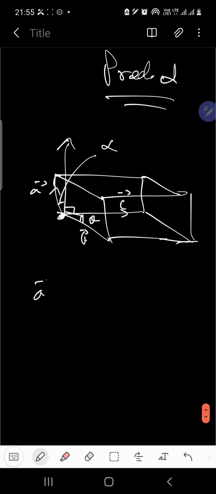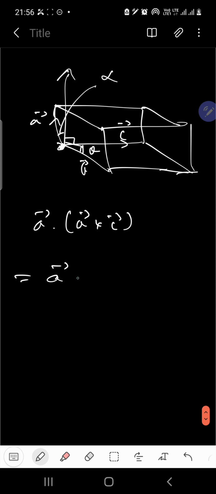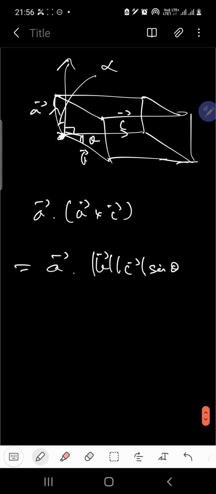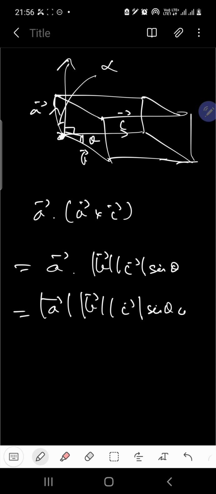Clear? So a dot b cross c can be written as a dot b c sine theta. Clear? Basically we are taking the mod, that's why we are not taking the n vector, n cap, because mod of n cap is 1, and from here what we get, so this becomes a, this is b, this is c, you have sine theta, and you have cos alpha. Clear? Clear? This is your triple product.